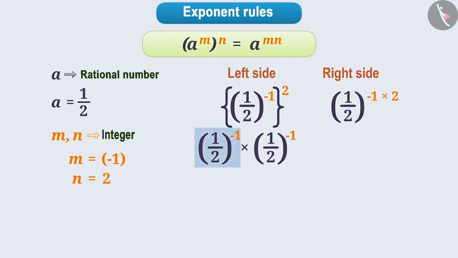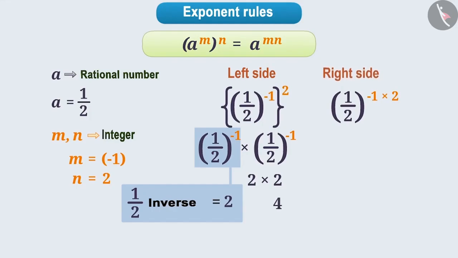(1/2)^-1 whole to the power 2 is equal to (1/2)^-1 into (1/2)^-1. (1/2)^-1 means the reciprocal of 1/2, that is 2. So we can write ((1/2)^-1)^2 is equal to 2 into 2, which is equal to 4. Now simplify the right side.